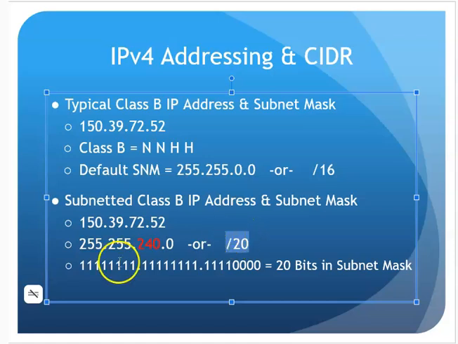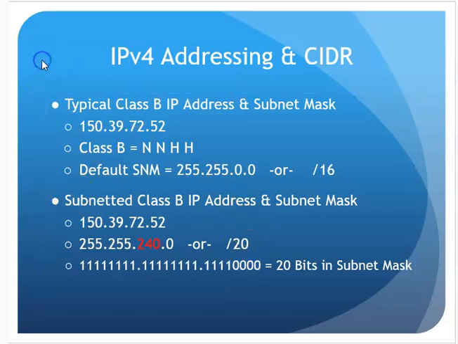Now the /20 comes from 8 bits here, 8 bits here, so there's 16. And then if I take this 240 and write it out in binary, this is what I get. So I have 8, 8, 16, 17, 18, 19, 20. There's 20 bits in that subnet mask. So that would let us know that some subnetting has occurred.